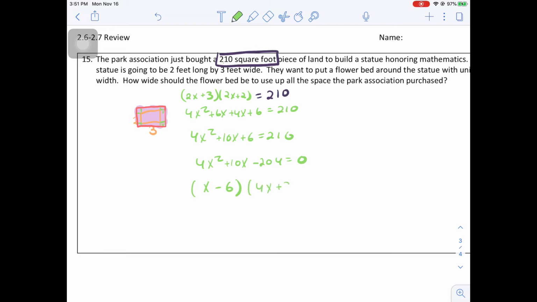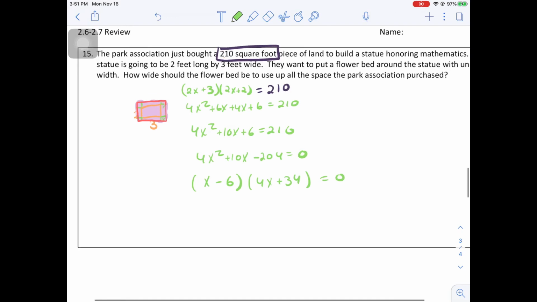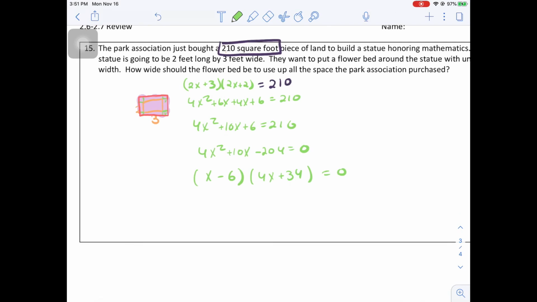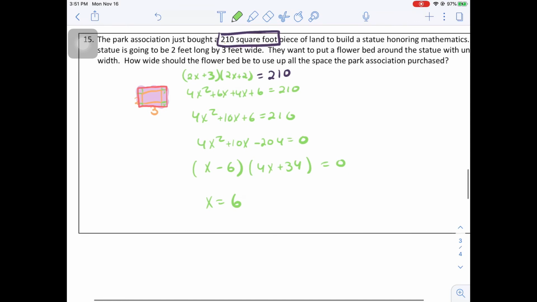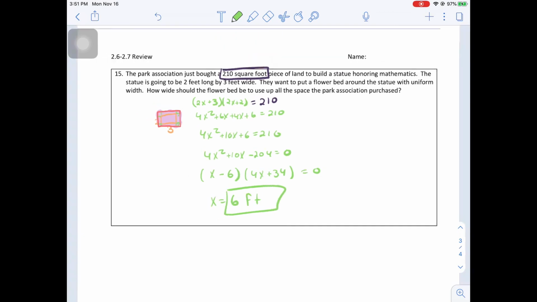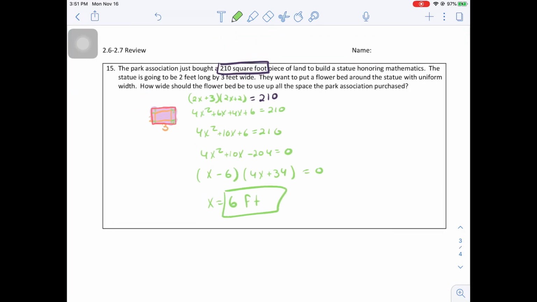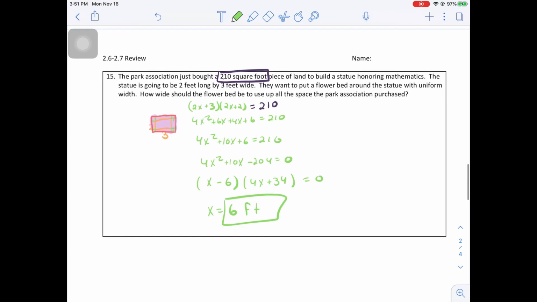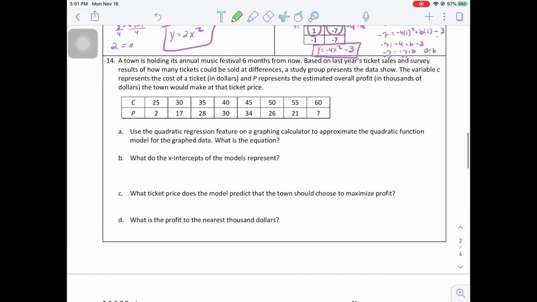So that's 204 divided by 6. So that's 4x plus 34 equals 0. So then let's go x equals 6. So how big is the width of the flower bed? 6 feet. All right. So that's all of that.